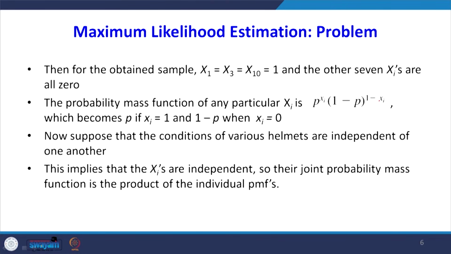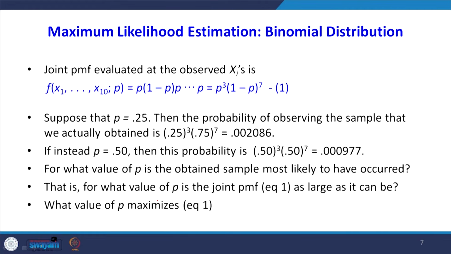Now suppose the conditions of various helmets are independent of one another, because this assumption is very important. If they are independent, we can find out their joint distribution. This implies that the xi's are independent, so their joint probability mass function is the product of their individual probability mass functions. Since it is a joint probability mass function, we multiply pi into (1 minus pi) for all possibilities. When you simplify that, p cubed into (1 minus p) to the power 7, this is equation 1.